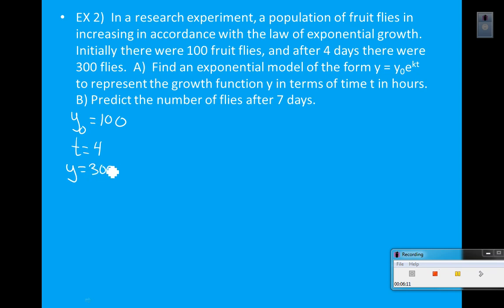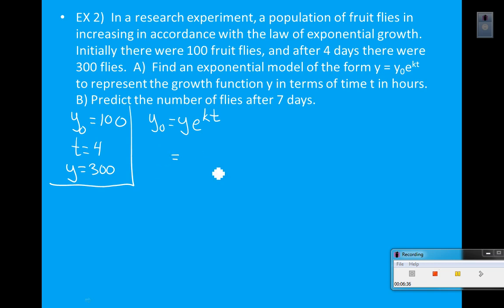So I have quite a bit again. I have 3 things there. So let me go get the model. So I've got y equals y sub 0 e to the kt. In place of y sub 0, I'm going to plug 100. In place of y, let me plug 300. Let me switch that around.